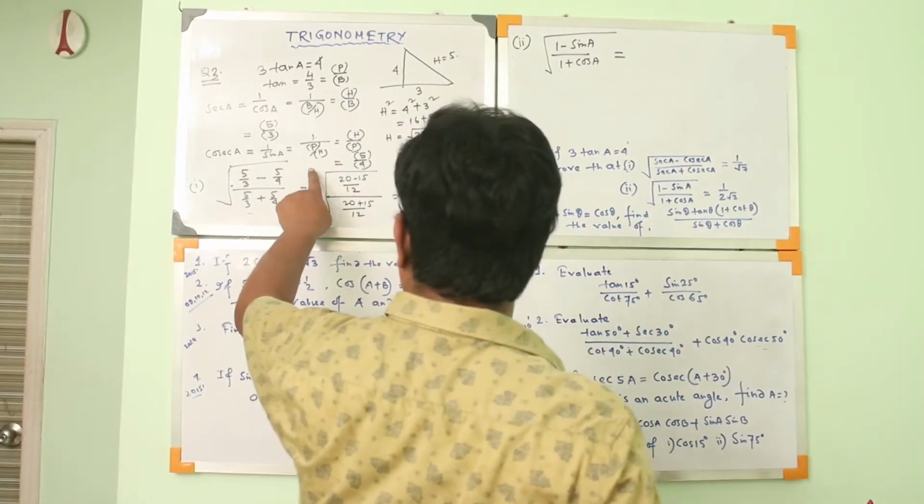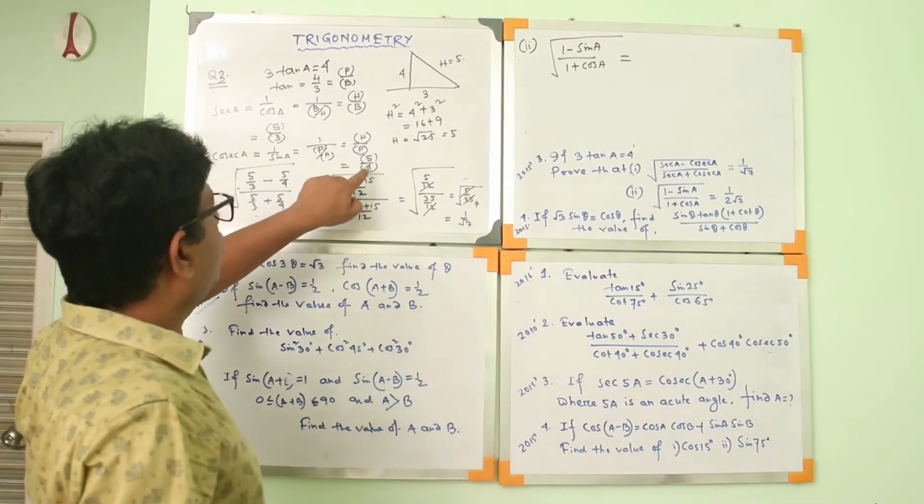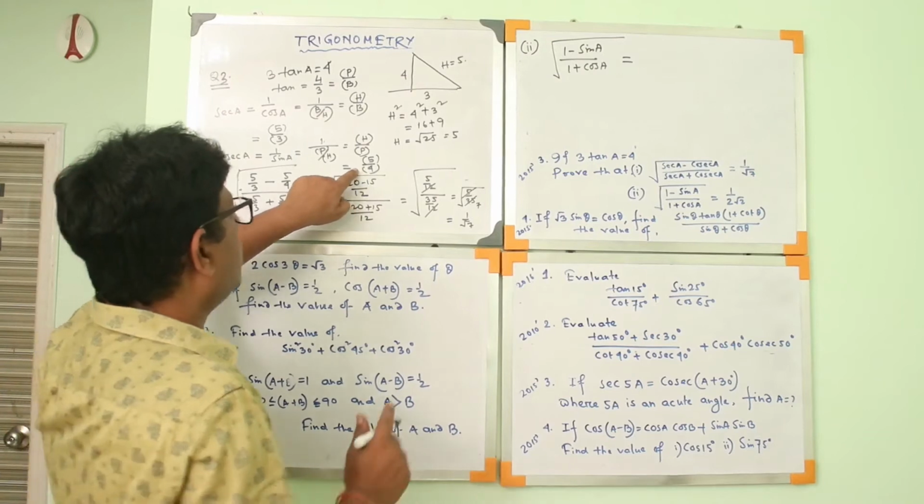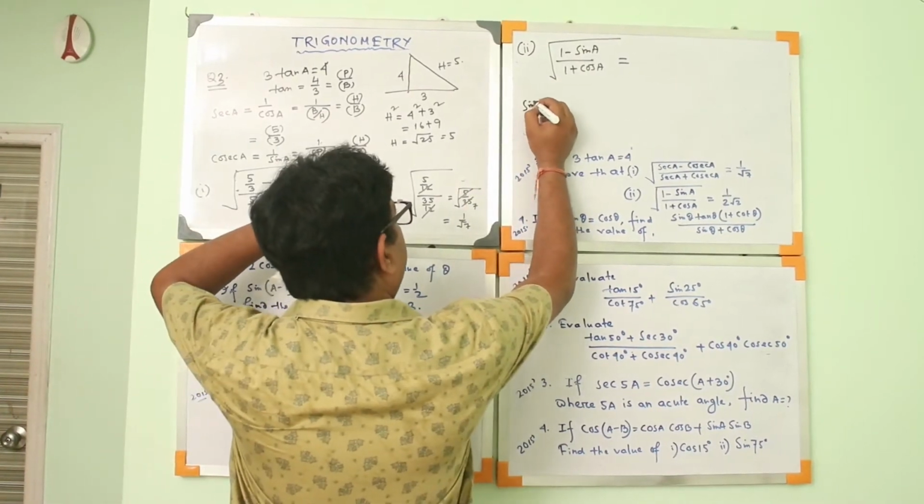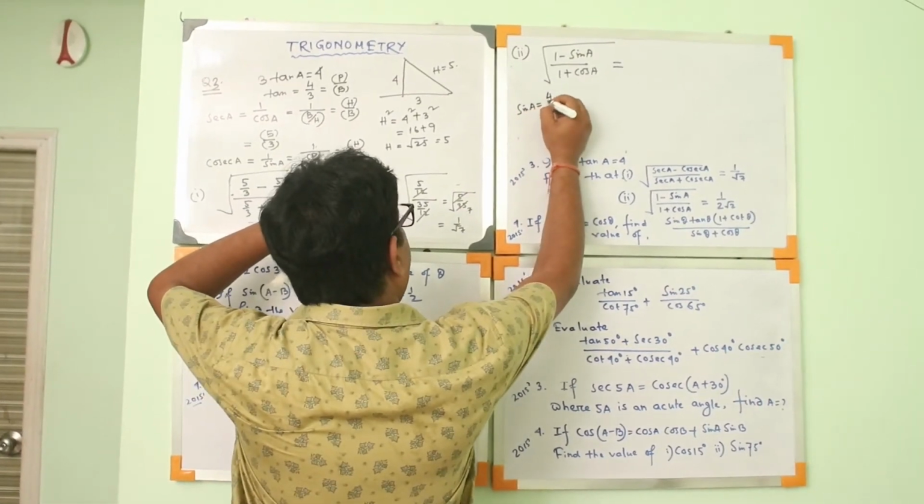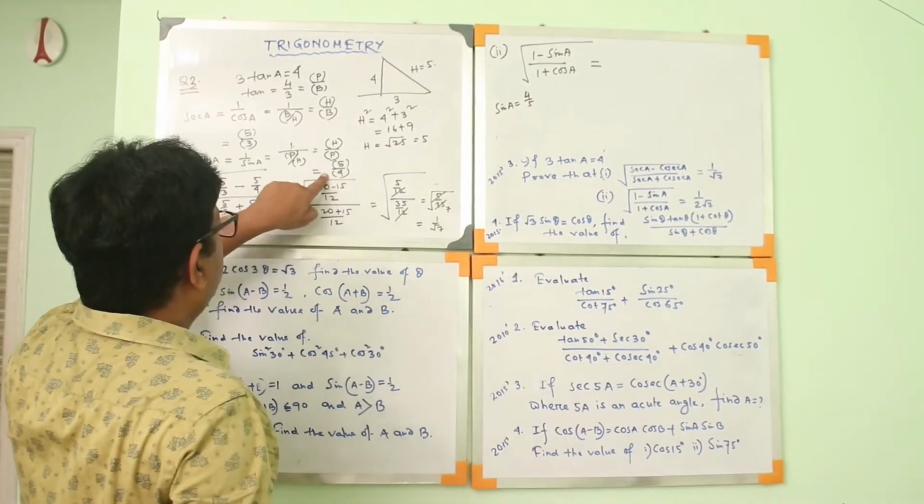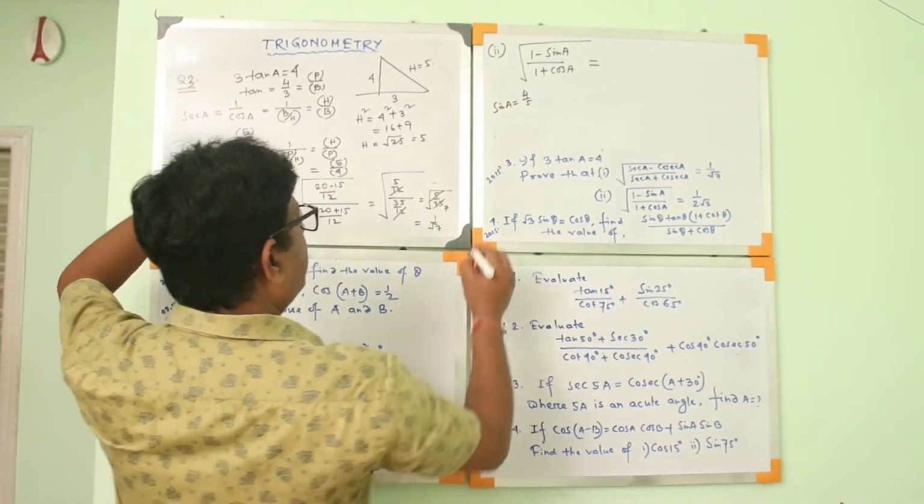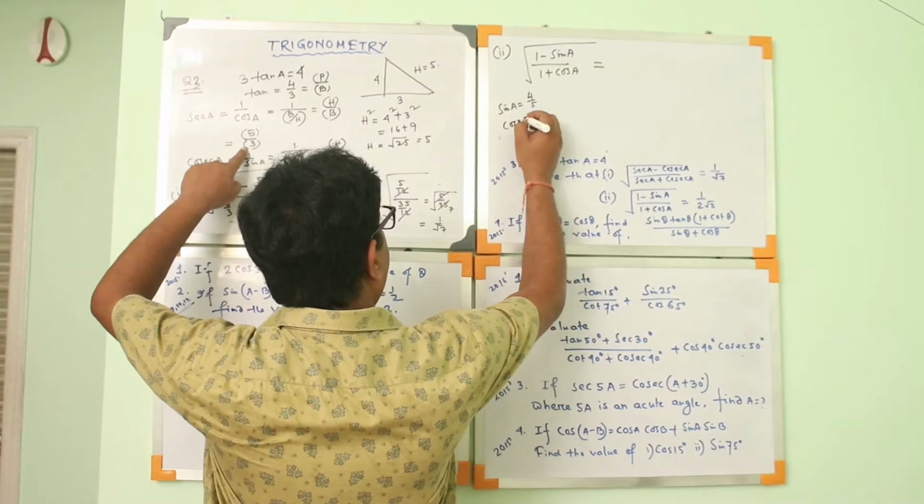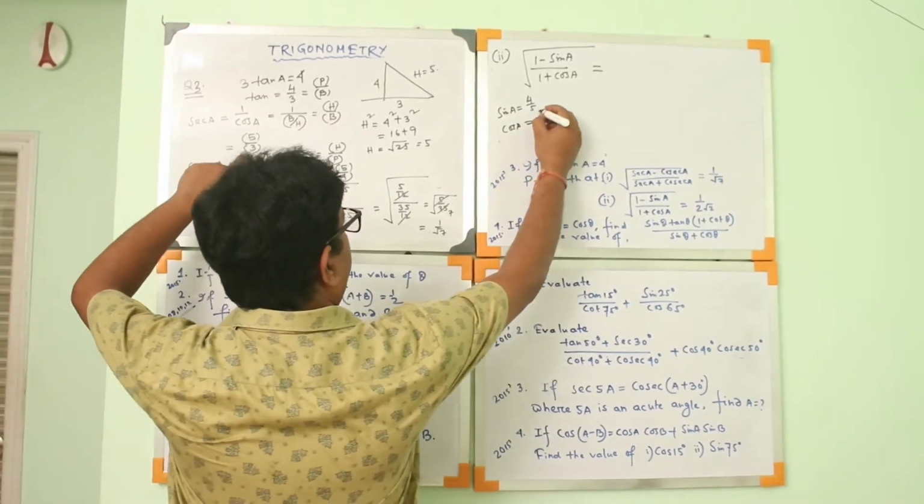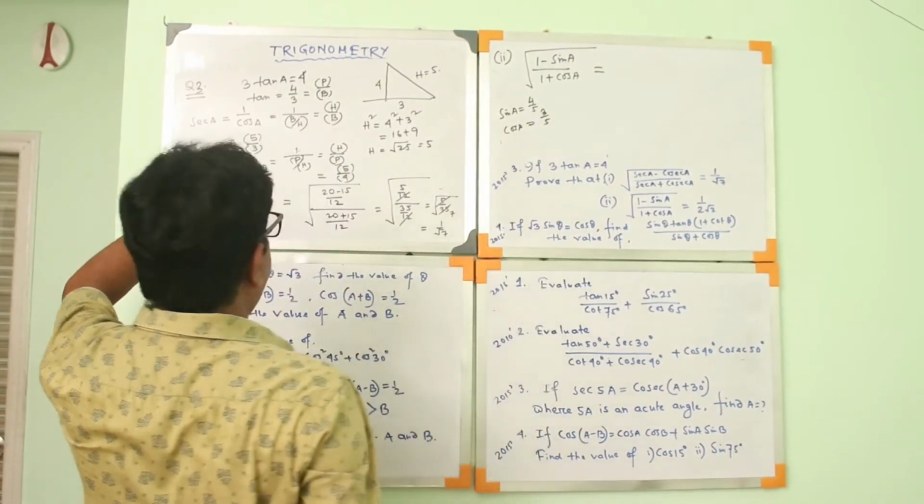1 minus sin A means cosec A is equal to 5 by 4. So what will be the value of sin A? Sin A is just the reciprocal, 4 by 5. Sec A is equal to 5 by 3. So what will be the value of cos A? Cos A is equal to 3 by 5.